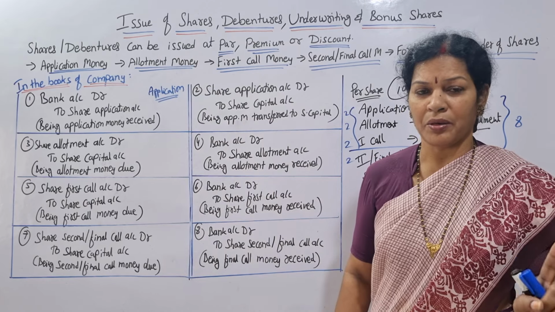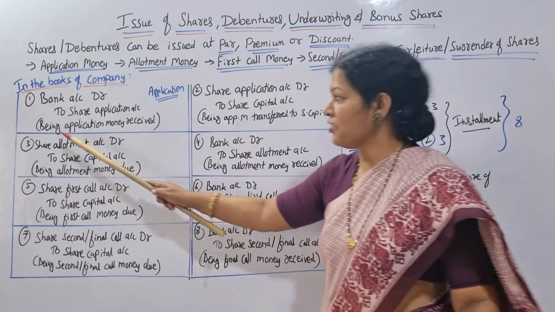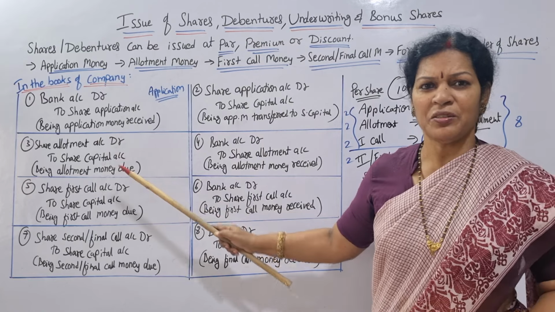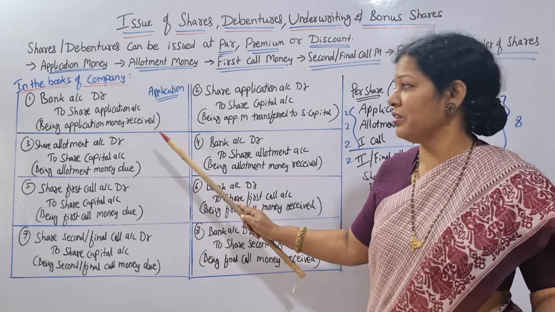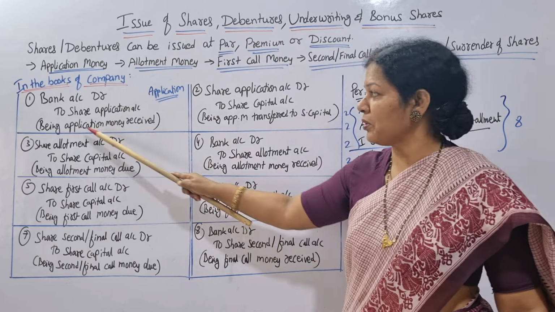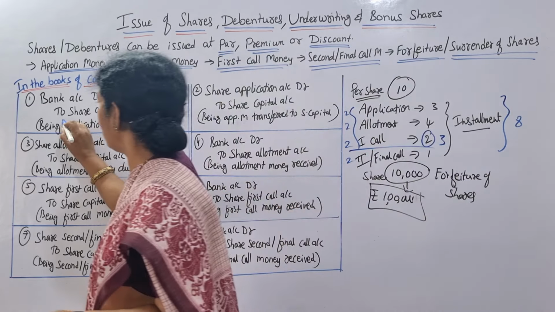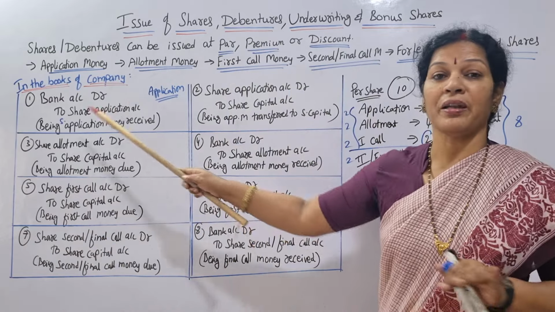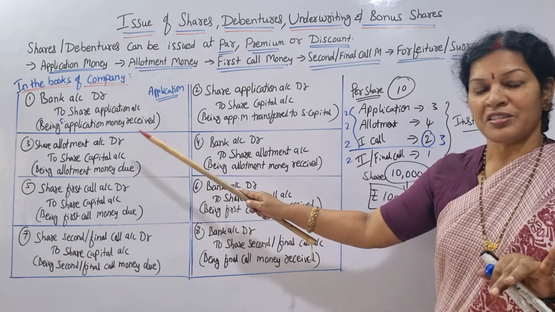So bank account debit to share application account, first entry. Narration, being application money received. We received the application money. Being application money received. You can write being share application money received. I wrote only simply application, you can write share application money also. Share application money received. What is the entry? Bank account debit to share application account. Okay, so this is received.